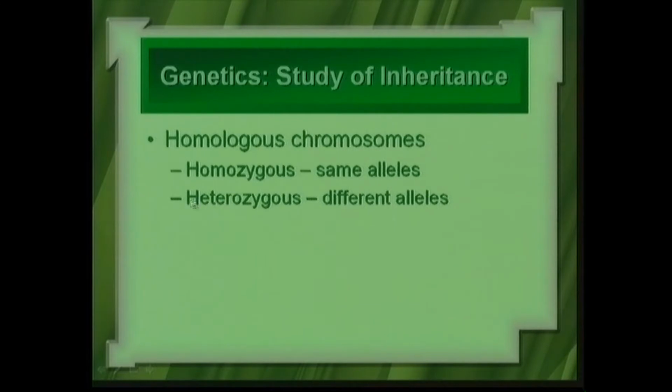Okay, heterozygous means that you have different alleles. Say, for example, you could have one allele for purple flower color, the other allele for white flower color. Okay, and in terms of pea plants, we're going to find out later what you can expect from that.